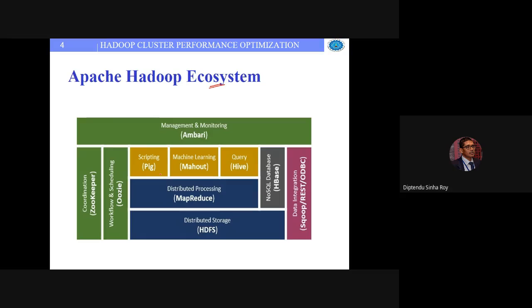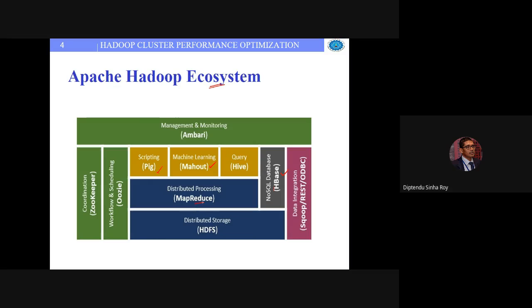So like Pig for scripting, and Mahout became popular quite later. Pig was there much earlier than Mahout came, when machine learning components were there. I'm sure something else is going on right now. So HBase for NoSQL databases. So many different types of tools were there.